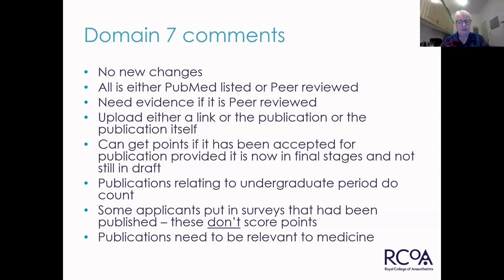Some applicants in the last round or two did put in very small surveys that have been published, but these don't score points. And obviously any publications need to be relevant to medicine. I'm aware that people do lots of things outside of medicine that's very good, and you might be able to get points for those in domain 10, but publications in this domain need to be relevant to medicine.